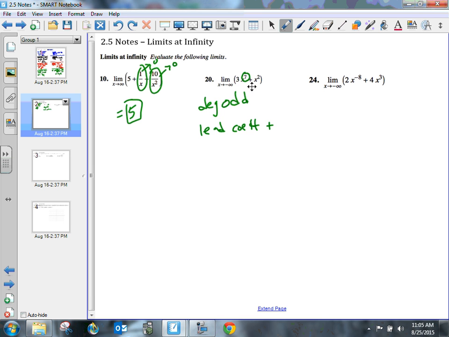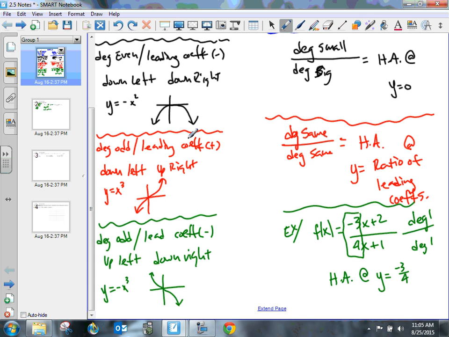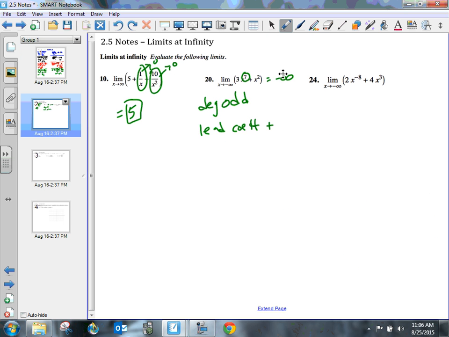So I need to look at my end behavior here because I don't have a rational function. And so as x goes to negative infinity, the y values, this limit value, also goes to negative infinity. It follows this rule: my degree is odd, leading coefficient is positive, so it's going to go down to the left. That's why I need to look at end behavior, because it tells me what my limit is going to approach. It's going to approach negative infinity. It's never going to stop.